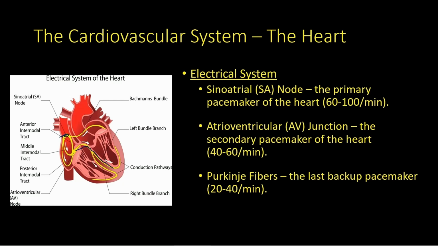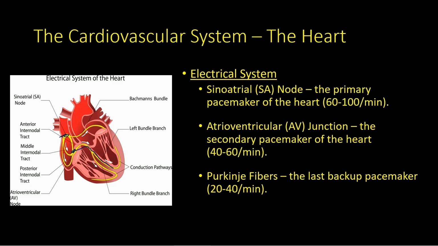Now, if for some reason the SA node does not function, the AV junction right here will be able to make the impulses again, not as quickly, not as effectively, but it will actually do enough to get the ventricles to fire, and partially the atria as well. If that's not making impulses, it will come all the way down to the Purkinje fibers here, and they will keep the ventricles firing at 20 to 40 beats a minute. However, there'll be no atrial kick and no atrial preload coming down to the ventricles. Therefore, again, while it will work, it will not work for long.